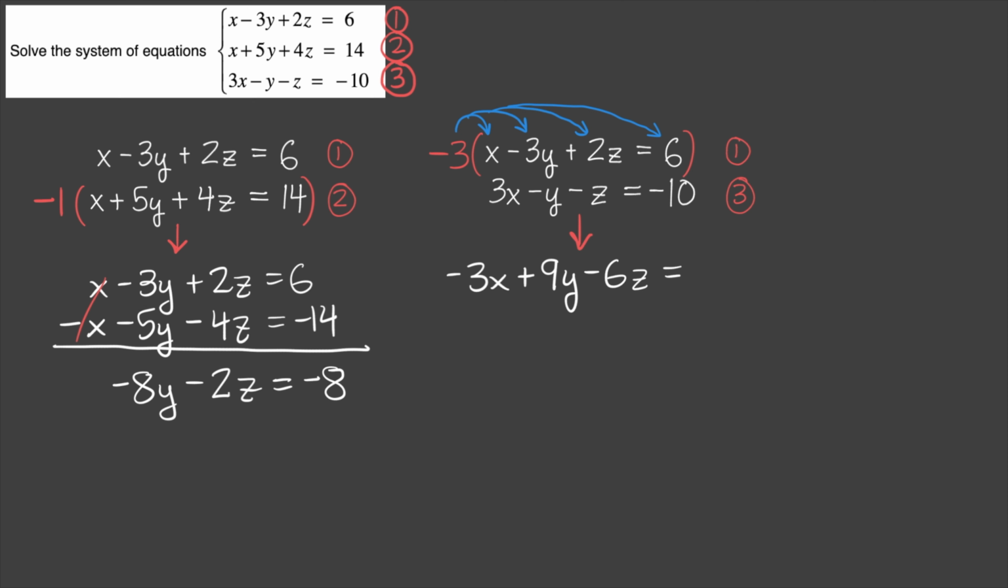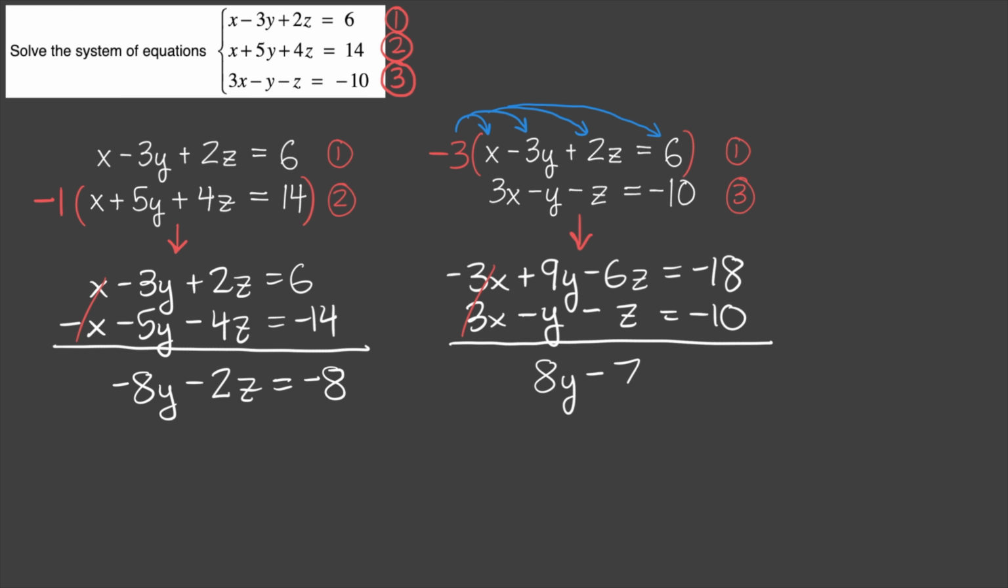And then -3 times 6 is -18. And then we just rewrite our equation 3 right below it. And then we'll combine like terms here. So notice the 3x's cancel, that's the whole point. Cancel all the x's and we get 8y minus 7z equals -28.